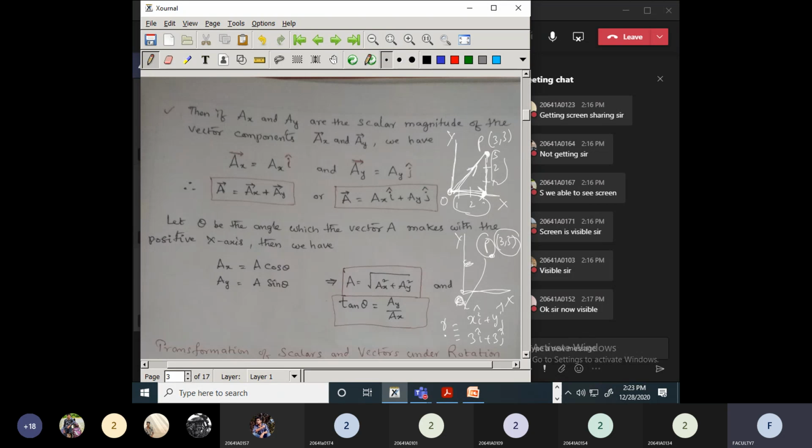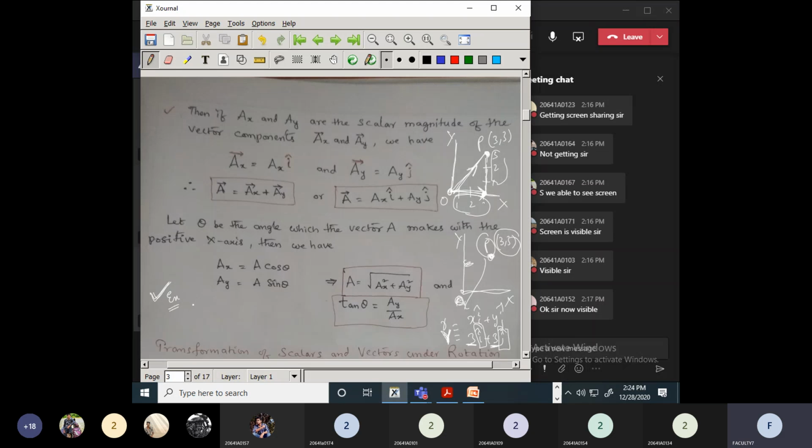Now what is the meaning of this? This is the position of the vector p at this particular point. You can say that you are going to move 3 units along the x-axis, and from there you will turn towards the y-axis and move 3 units. Now, let us go with another example.